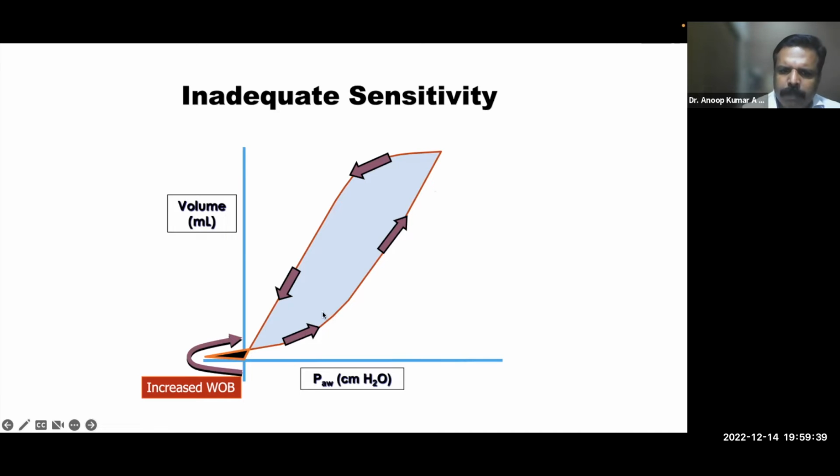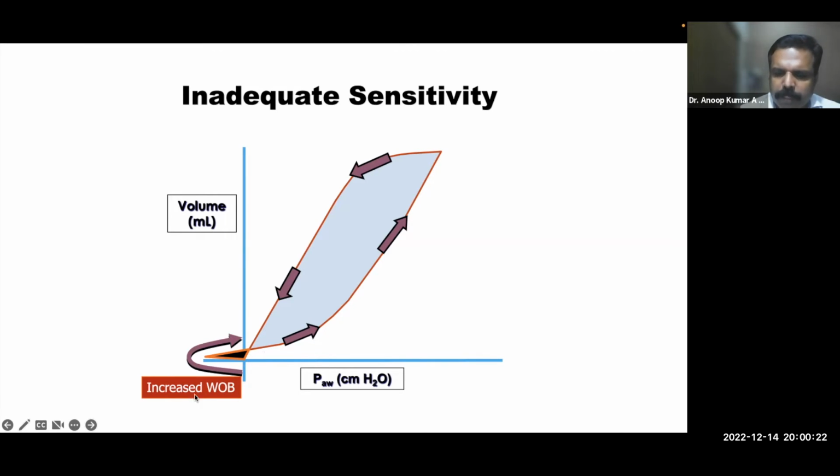At the same time, minor fluctuations in the circuit, like too many secretions in the circuit or a movement in the circuit, can cause a slight flow or pressure difference. That should not be sensed by the machine and should not be delivered. If that happens, it is auto triggering. So while adjusting the trigger sensitivity, it should be in such a way that auto triggering does not happen. At the same time, all the patient's effort should be sensed properly and the breath should be delivered. Clear? Auto triggering should be prevented and the patient effort should be entertained.